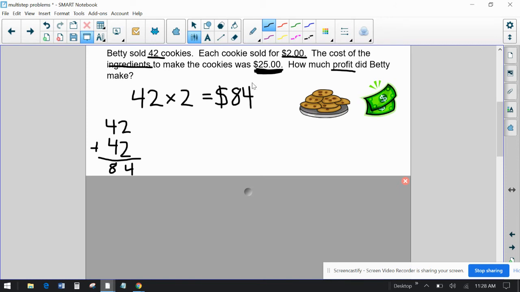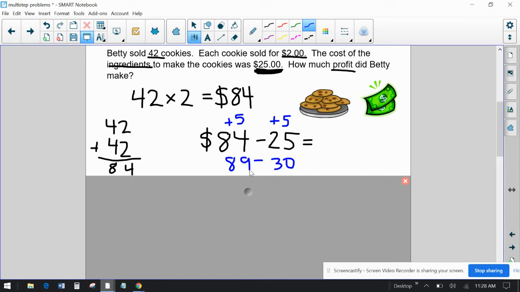So she sold 84, but we're going to subtract from the 84 that $25 that she invested in the cookies. So 84 minus 25. Well, let's try a constant difference again. I want to make this small number into a friendly number. If I add 5 here, that means I'm going to have to add 5 here also. If I add 5 here, that makes it a 30. And 84 plus 5 is 89. And that becomes an easier problem.